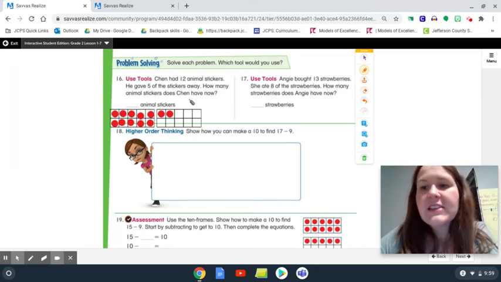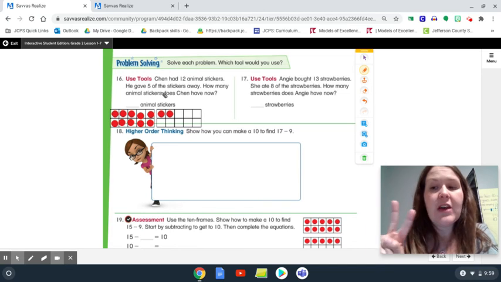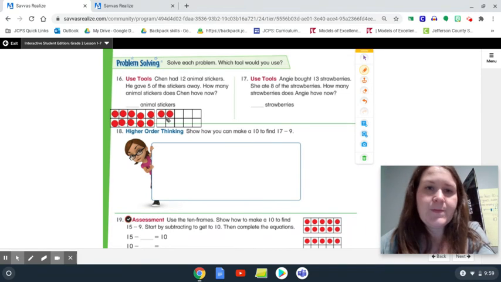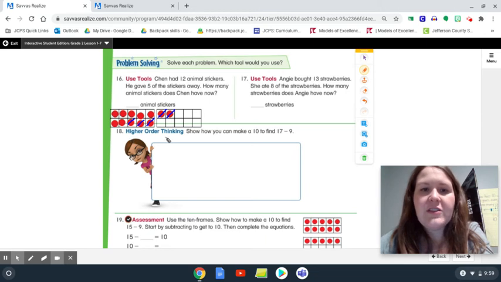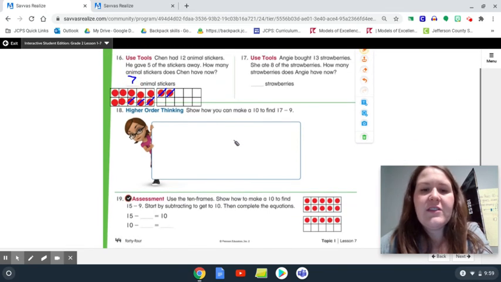So like I said, I go back and read my word problems 2 times, always twice. So let's start taking away, he took away 5. So let's say 1, 2, 3, 4, 5. And how many does he have left? Let's count them up. 1, 2, 3, 4, 5, 6, 7. He's got 7 left.